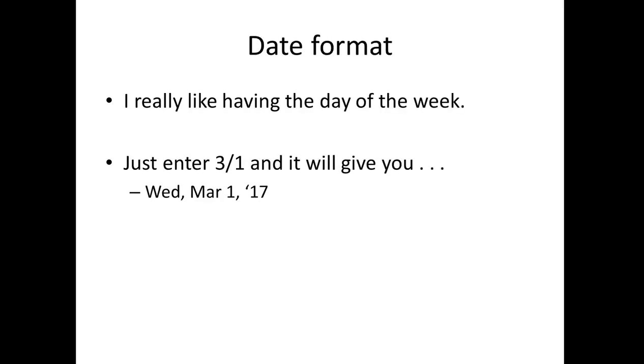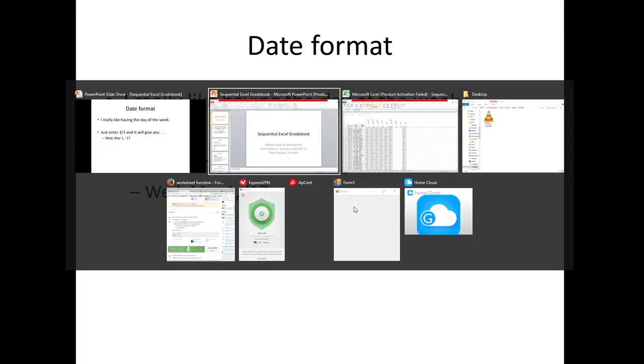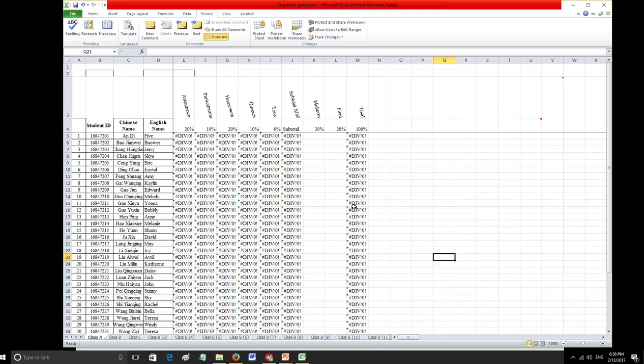Okay, so let's begin. The date format. This is what it looks like. It's a sequential gradebook. So if you want to enter a grade, you go up here and you will enter 3/1, and then you get Wednesday, March 1st, 17. Isn't that nice? I like that.